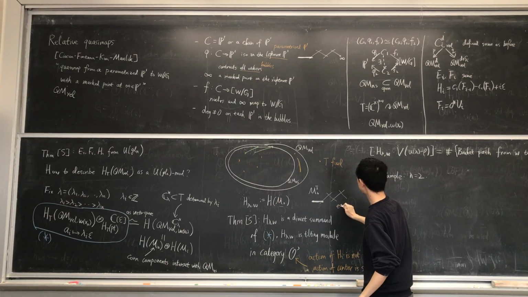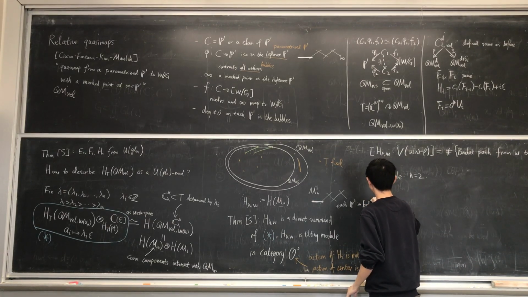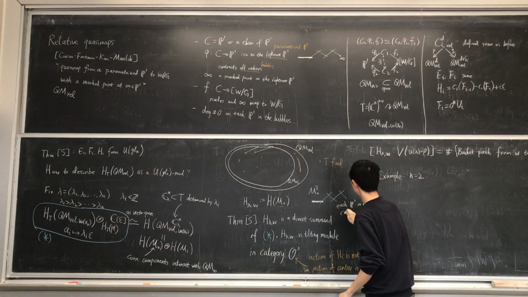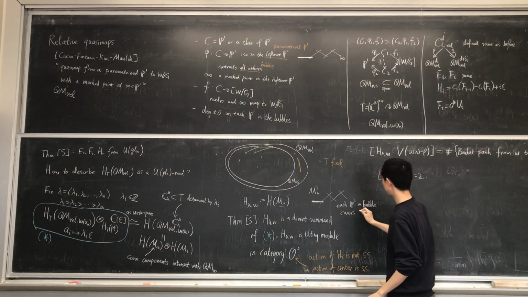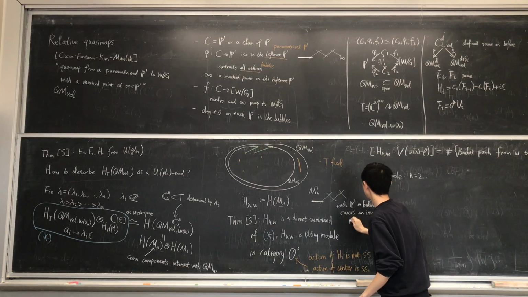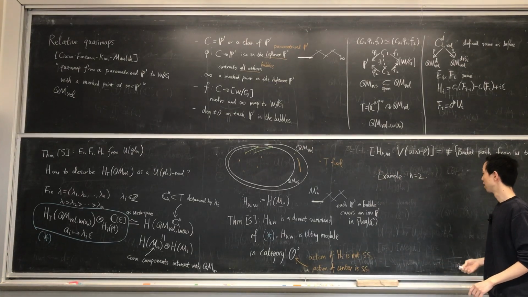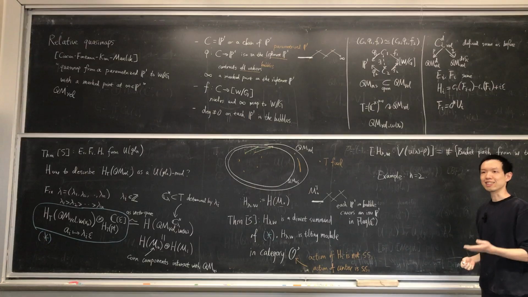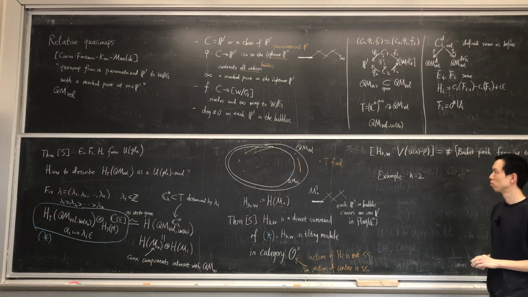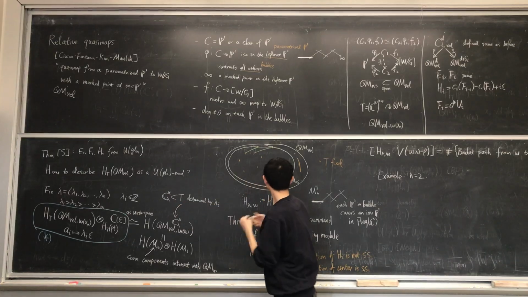Each P1 in the bubble covers an invariant P1 in the flag variety. Yes. The green lines are the C star lambda fixed points.